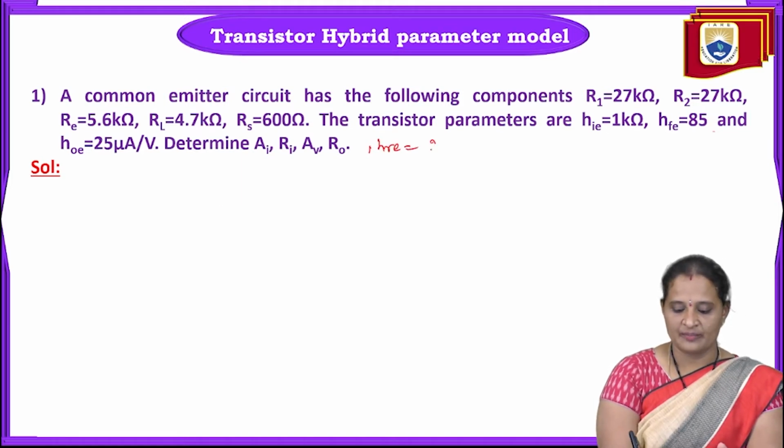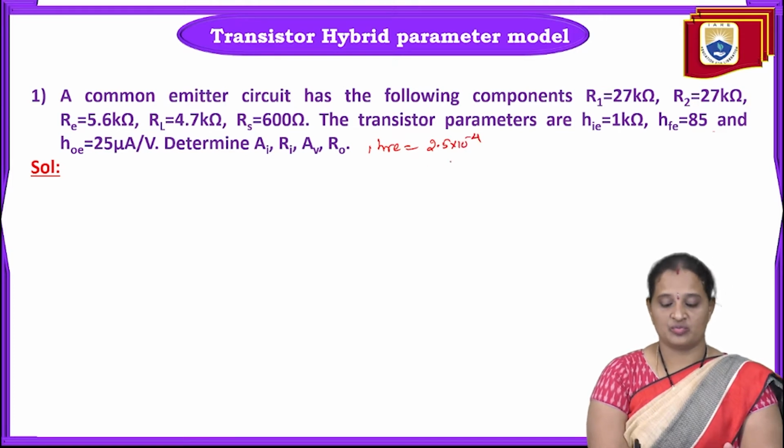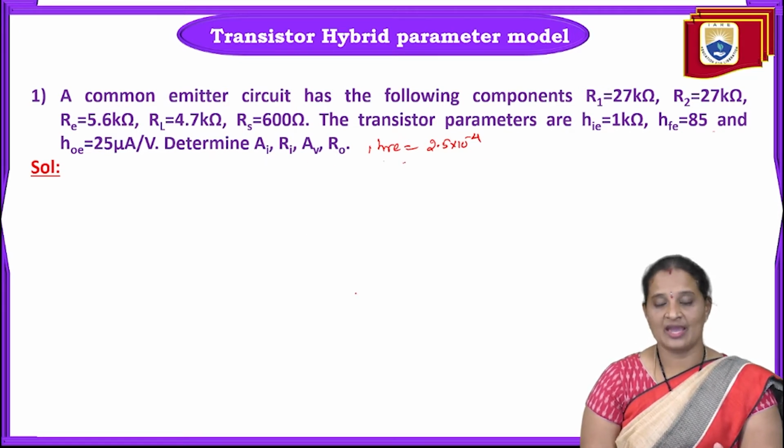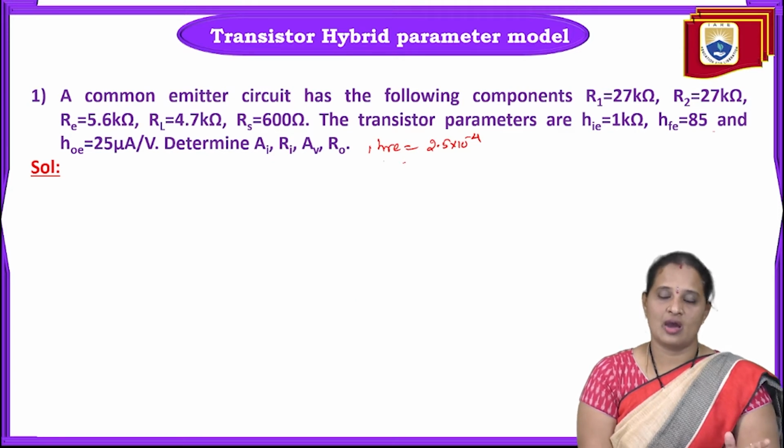HRE value will be 2.5 into 10 to the power of minus 4. It is the reverse voltage gain, so there are no units here. And determine these parameters. What are those? AI, RI, AV and R0.